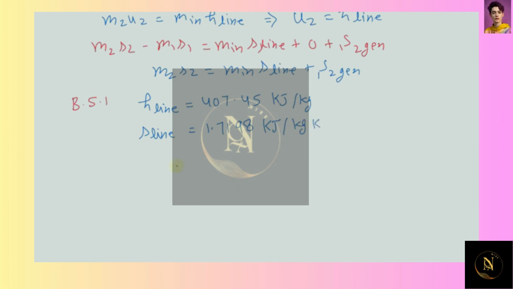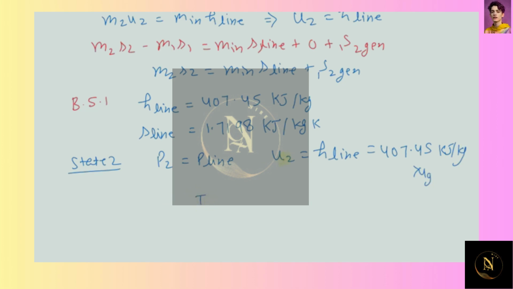Now let's write the properties from the steam table corresponding to state 2. So we can write P2 is equal to P' and u2 is equal to h', and this will be equal to 407.45 kilojoule per kilogram, which is greater than ug, and the temperature corresponding to this enthalpy and internal energy is 40 degrees centigrade. So this is the final answer for the final temperature.